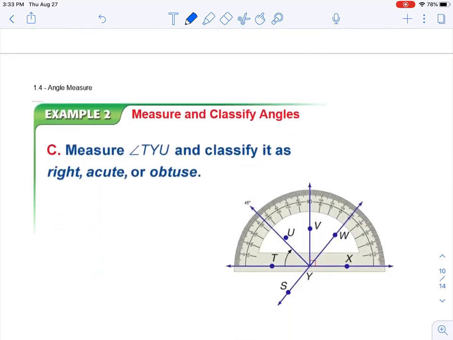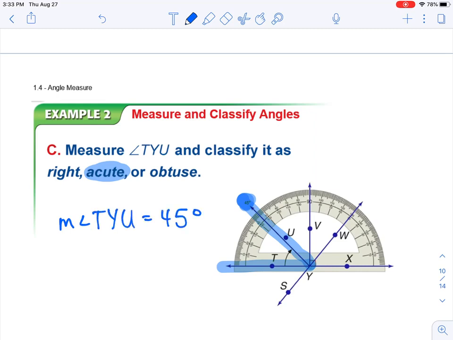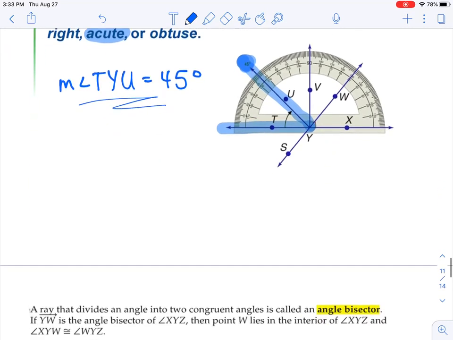This next one, they also told us the degrees. We have angle TYU. They tell us it's 45. So I know that's acute. And I can say the measure of angle TYU is equal to 45 degrees. Easy enough.